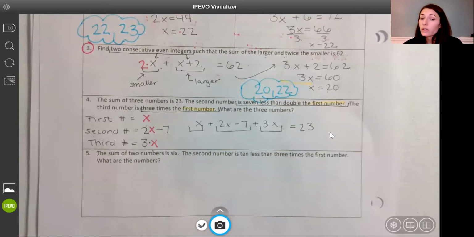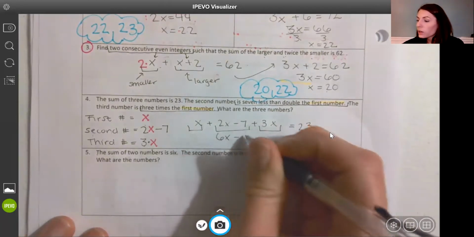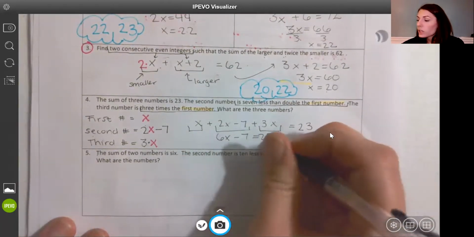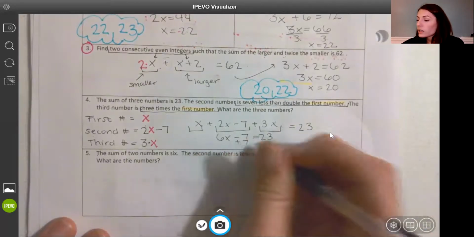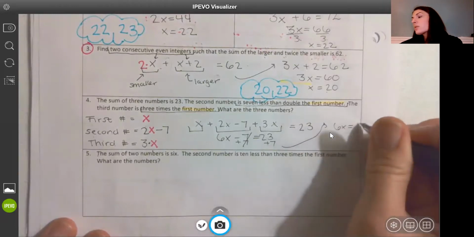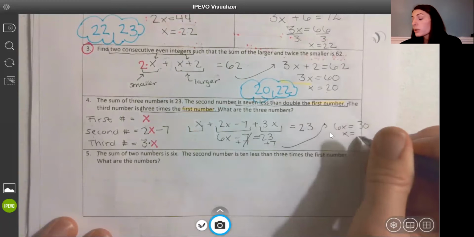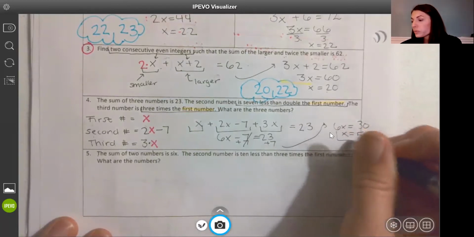That's the trick, right? Once I'm here, it's just equation solving. So I have, let's see, 6 x's all together minus 7 equals 23. And I add 7 to both sides, and I get 6x equals 30. And I divide by 6 and x equals 5.